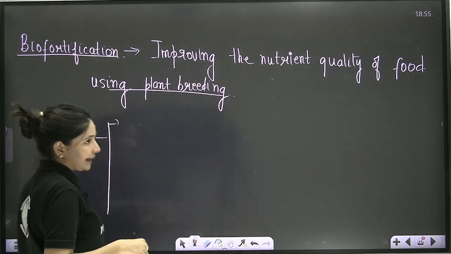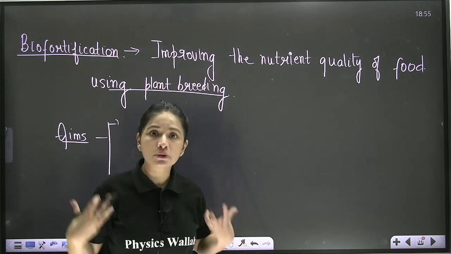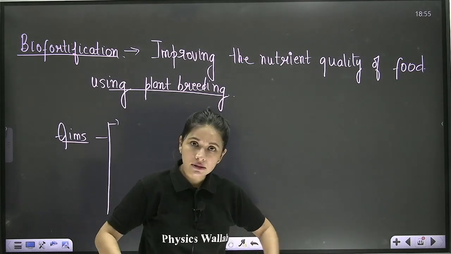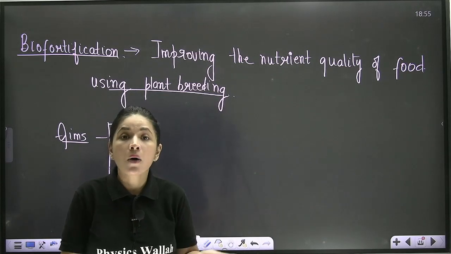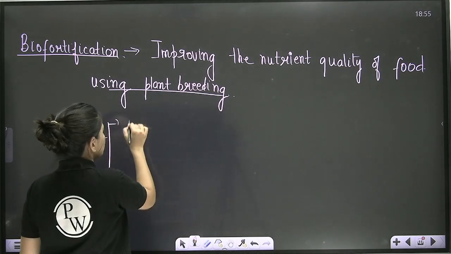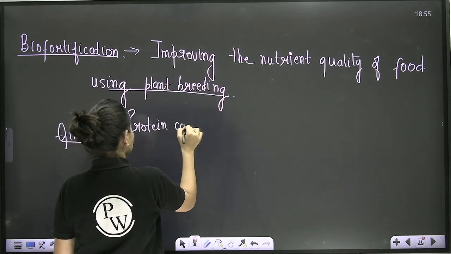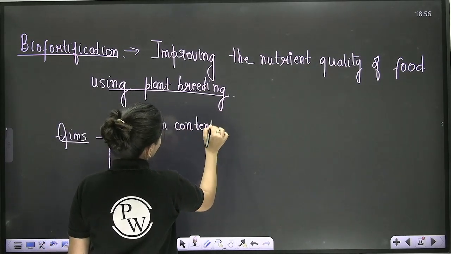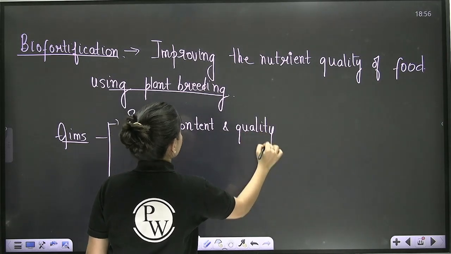Now there are 4 aims of biofortification which you should remember. As I already told you, increasing the protein content and quality. Protein is so important. It is responsible for our body building, and imagine you're not getting protein. What will happen to the body? Nothing will happen. So first important is, beta, protein content and quality should increase.